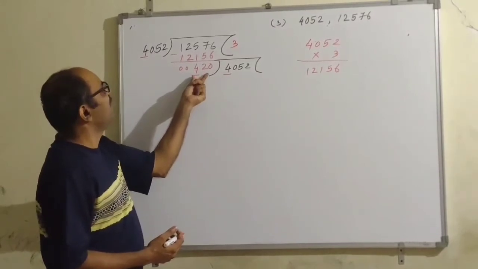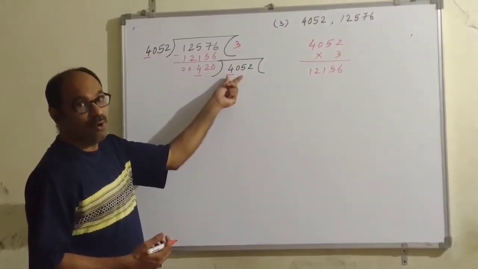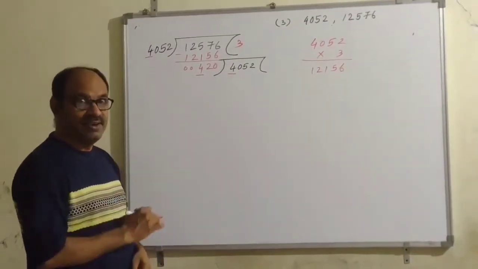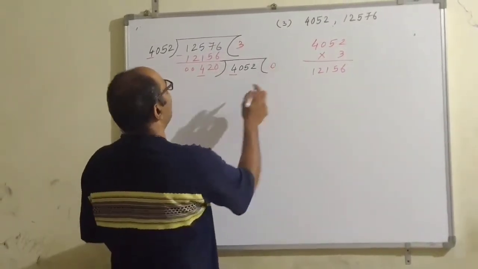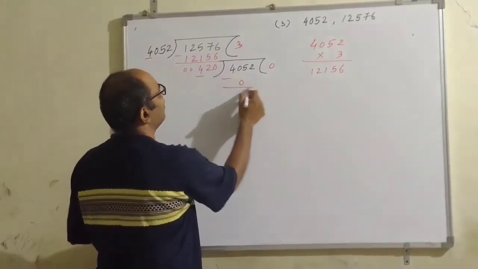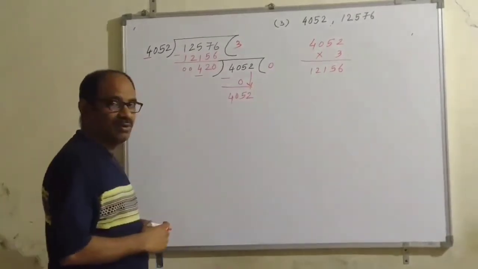405. So 420, 1 is 420. It's not divisible. If it is not divisible by 1, you can divide by 0. So 420 zeros, everyone knows, 420 zeros are 0. Subtract 5, 0 and 4. Now you bring down 2.